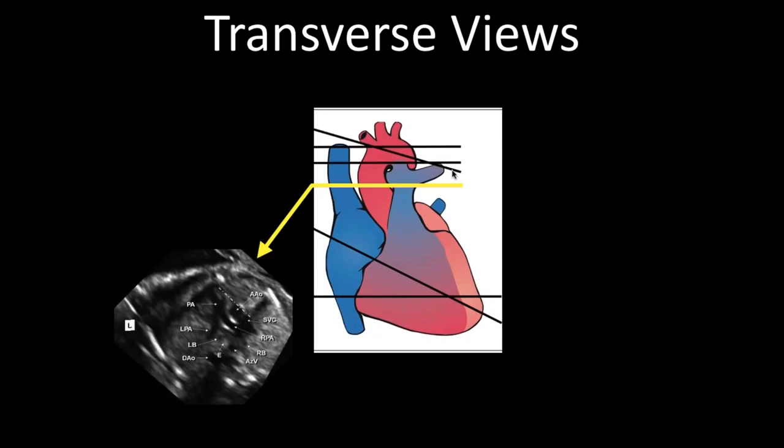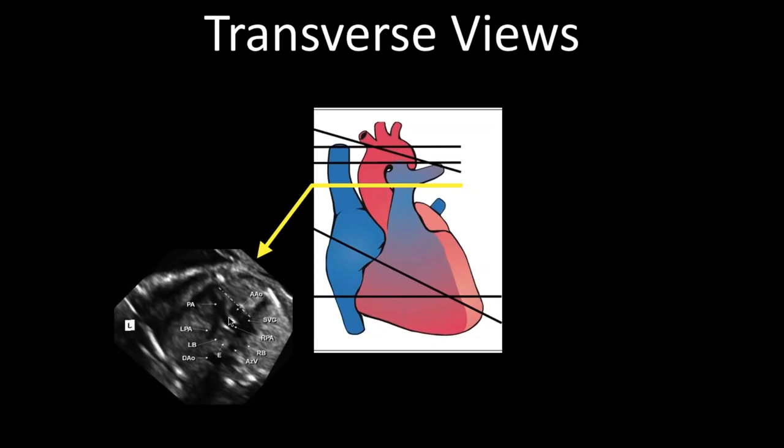The classic 3-vessel view is obtained at the level of division of the pulmonary artery into the right and left pulmonary artery. So what you see is the pulmonary artery, the right pulmonary artery which courses under the ascending aorta, and the left pulmonary artery going to the left lung. This view is actually difficult to get, in my opinion. It's a very thin slice, and sometimes it's really hard to get. But that's the classic 3-vessel view.